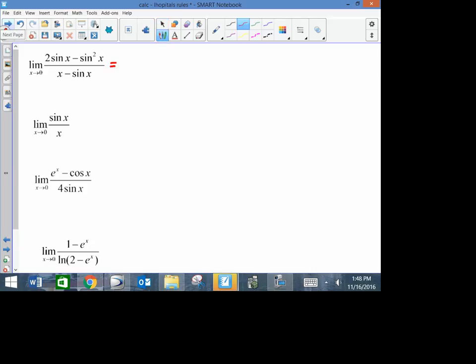We're going to plug in 0: 2 sine of 0 minus sine squared of 0, over 0 minus sine of 0. What is sine of 0? So I get a 0 on the bottom for sure. Am I going to get a 0 on the top? So this would mean, if we get 0 over 0, that we're going to use L'Hospital's.